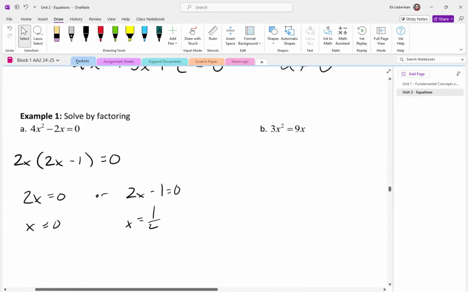The number one issue that students have with B is they do something that is not allowed. Never divide by an unknown. Never, ever, ever divide by an unknown in this class. You'll be losing solutions. Instead, we'll set it equal to 0 so that we can use the zero product principle, otherwise known as ZPP. Are you down with ZPP?